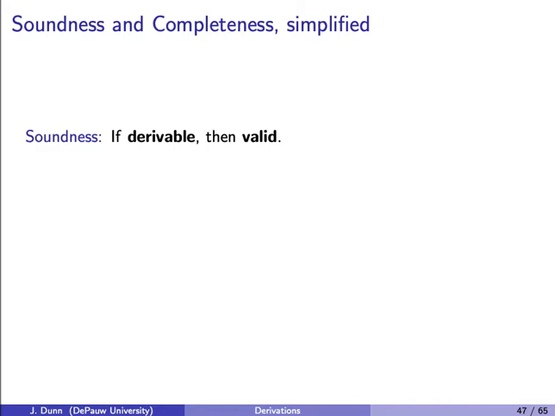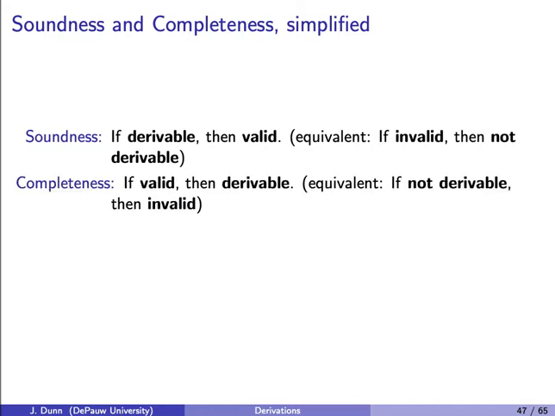So, in a more simplified way, here's how you can think of it. Soundness says, if derivable, then valid. That is, if an argument's derivable, then it's valid. Or equivalently to that, if it's invalid, then it's not derivable. And completeness tells us that if it's valid, then it's derivable. Equivalent to that, if it's not derivable, then it must be invalid.